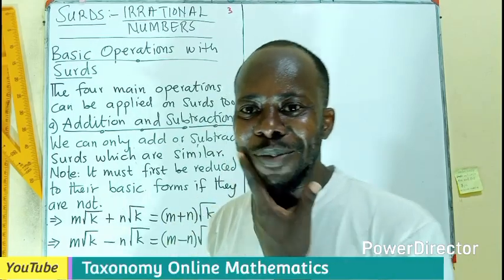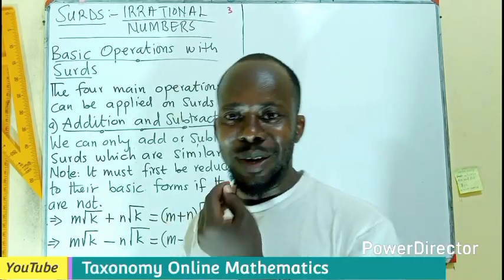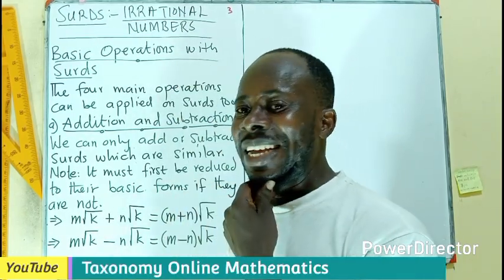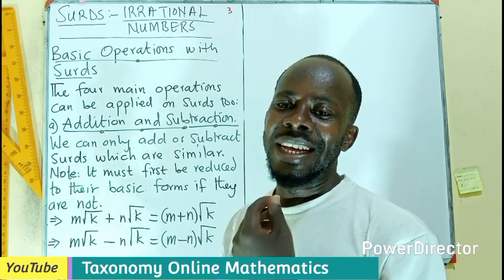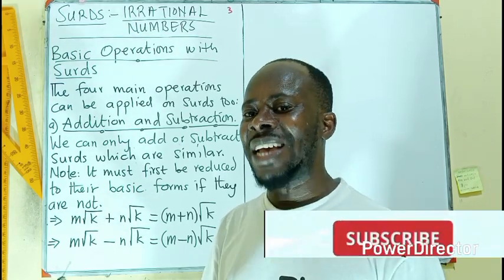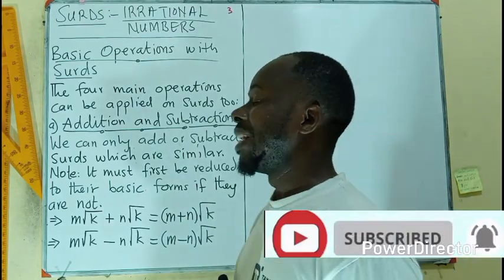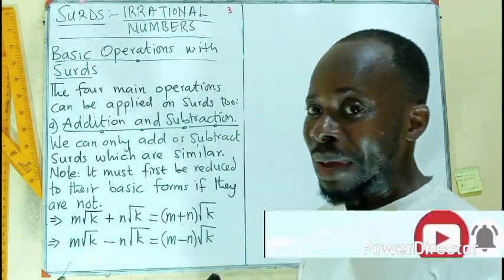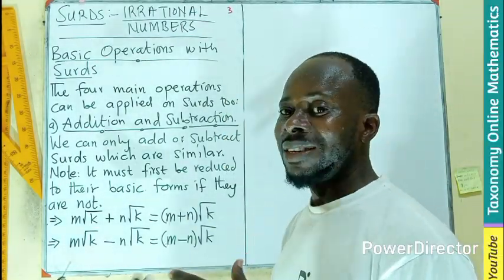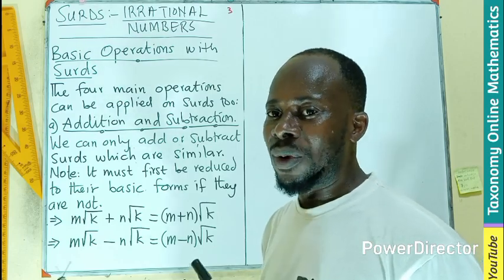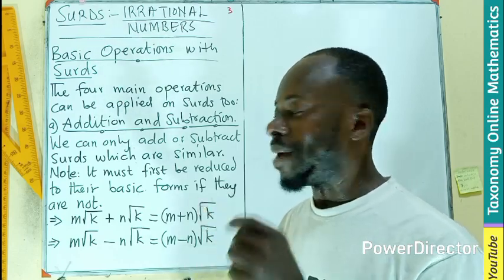All right, welcome. Episode number 3, still on surds. In this episode, we are taking operations with surds. And we can see that there are 4 main operations that we know in arithmetic: addition, subtraction, multiplication, and what? Division. We'll be taking them pair by pair.